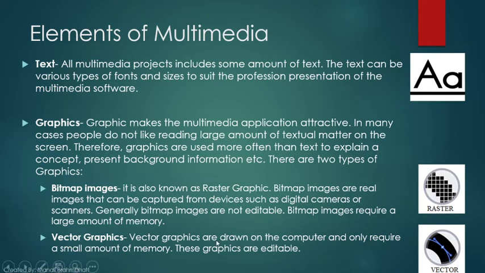The vector graphics are drawn on the computer, right, which is made up of nodes and lines, and only require a small amount of memory. These graphics are editable, right? It's completely editable. In bitmap images, it's very difficult to edit the original shape, but in vector graphics, it's very easy to convert one shape to another, right? Because it's made up of lines and nodes.